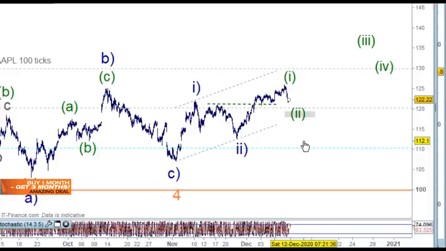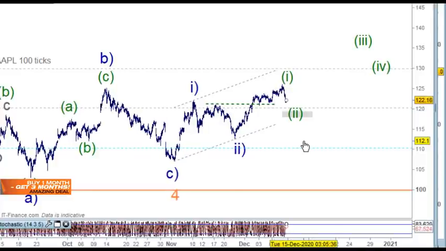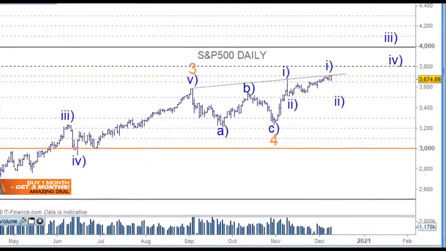But overall, I feel that we are still in the bullish market, and we just have to figure out what the correction is. Okay, so let's start with the S&P 500. With the S&P 500, as you may know, we've got wave 3 here, an A and a B and a C for wave 4 here.